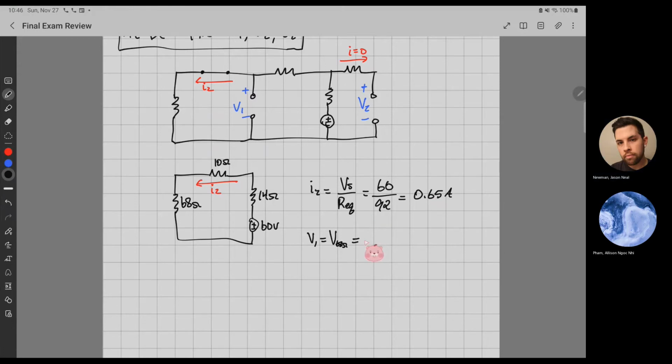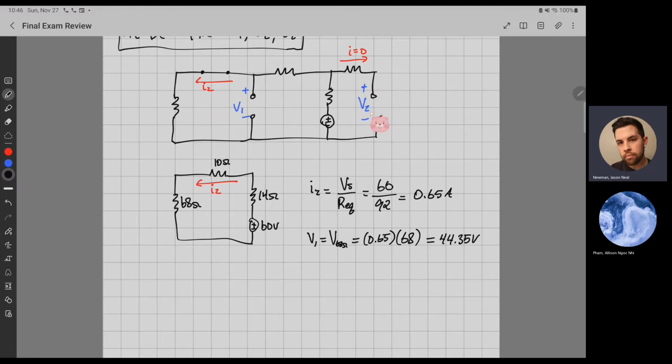So that would be, well, we just found I2, I could just plug it in. You guys know, 0.65 times 68, and 68 is the resistor. So that value will give you 44.35 volts. And that is the voltage across this capacitor because it's the same voltage that's across this resistor over here. Okay, so last thing we need to find, and this one's a little bit tricky, but not really, is the voltage across this capacitor.